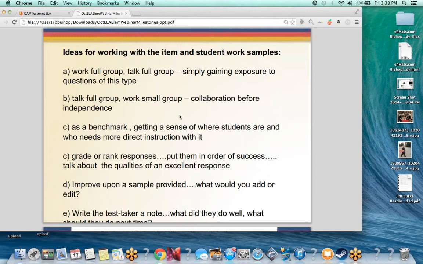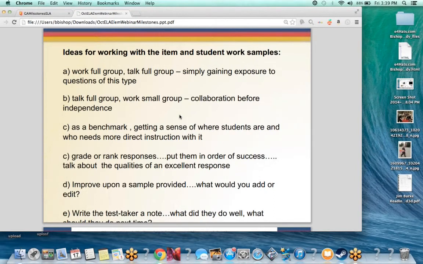And I know we don't have time to have dozens and dozens of benchmarks, but if you were to give this as an in-class writing, and then simply make two piles as you're going through them, the pile of this kid can do it and this kid, I'm not sure if they can do it, then you would at least have some data about the kids who might need some more direct instruction with this kind of a question.